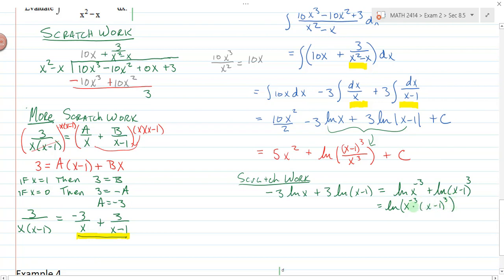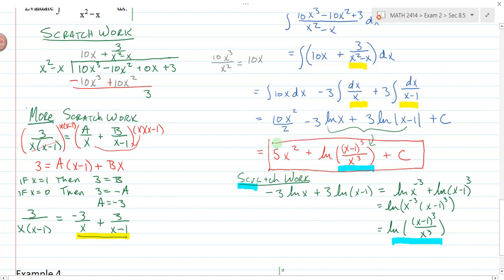We don't want to leave the negative exponents in there, so that would give us the natural log of, to make the negative exponent positive, I would just kick it into the denominator, and I'm left with x minus 1 cubed over x cubed. Because when the exponent is negative in the numerator, once you move it to the denominator, it becomes positive. So that's how I came up with this right here. That's what this scratch work is for. But our final answer is going to be this expression right here.